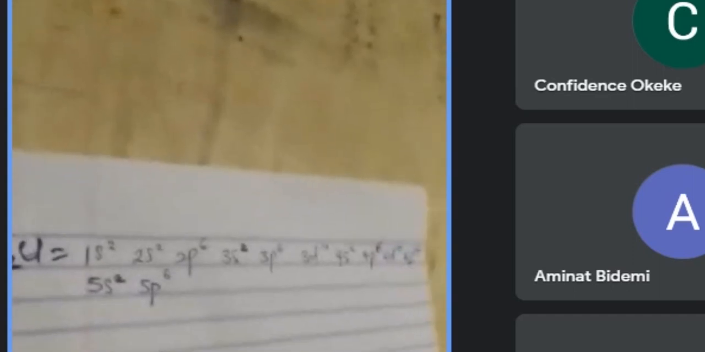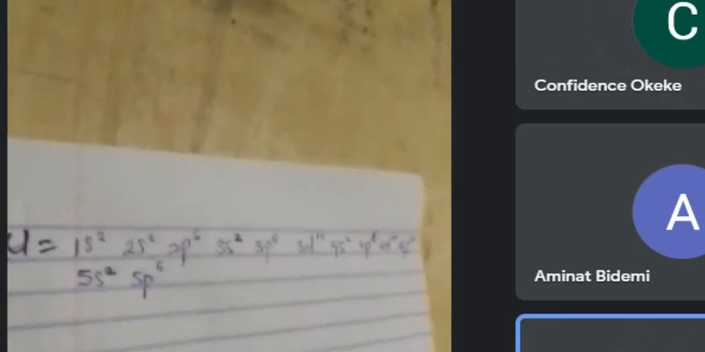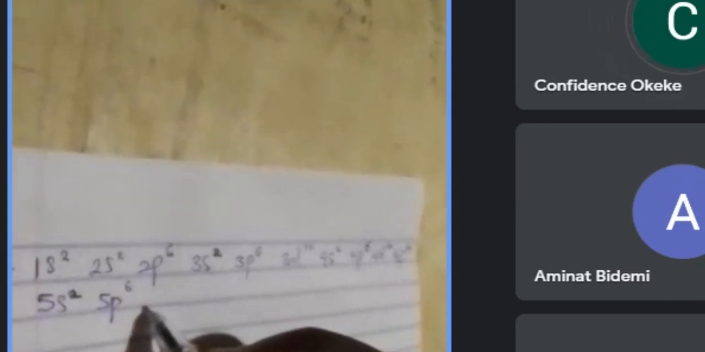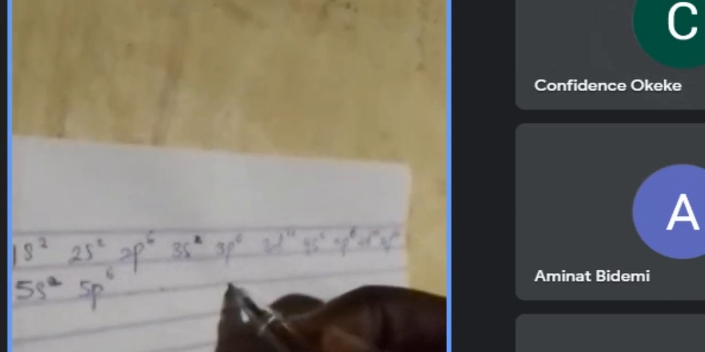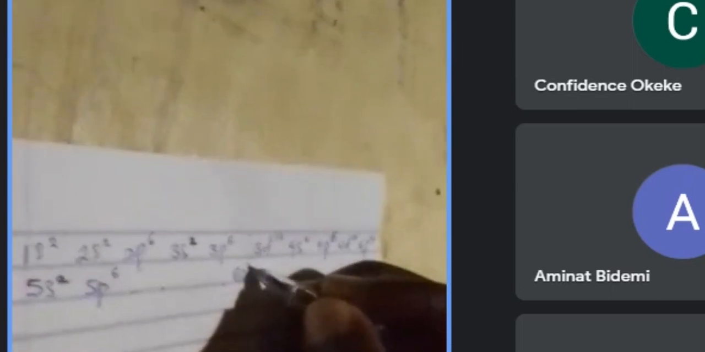5p6. Open. What's the thing now? 68. Thank you. We are going to 92. 5p6. We are leaving the space for 5d and 5f. Don't forget. So we go to 6s2.